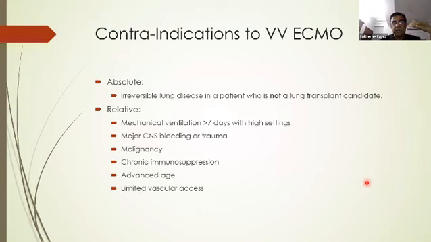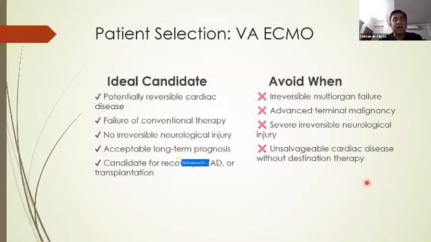Actually, there is an Extracorporeal Life Support Organization by the name of ELSO, which publishes the guidelines for ECMO and all the extracorporeal life supports. So these are from ELSO guidelines. For patient selection criteria for VA ECMO, ideal candidates, as I've already mentioned, are those with reversible cardiac disease who have failed conventional therapy, with no neurological injury, acceptable long-term prognosis, or if they are candidates for left ventricular assist devices or transplantation.